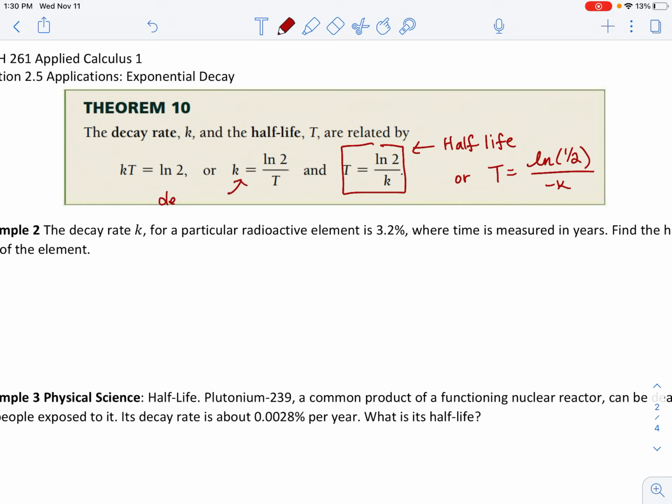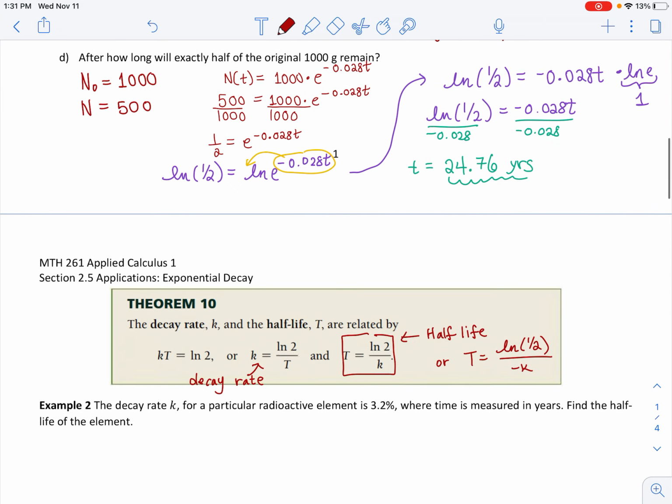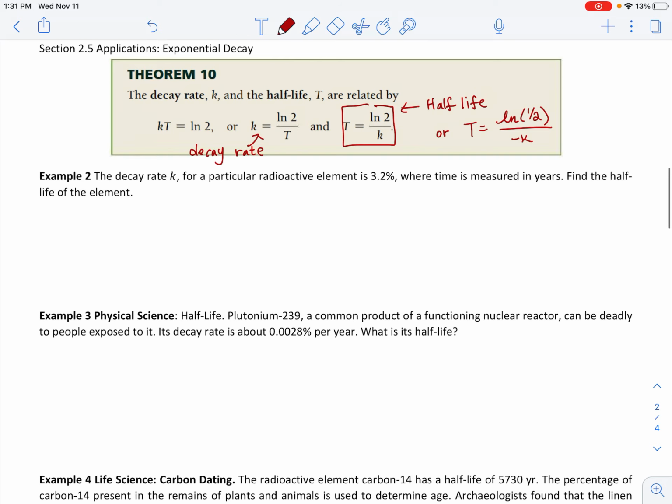Okay. K is the decay rate, but they're just solved for each other. So maybe instead of solving the equation like we did on example 1D, we can just use this formula down here. Let's try that. The decay rate k for a particular radioactive element is 3.2%, 0.032. Let me write that down. Where time is measured in years, find the half-life of the element.